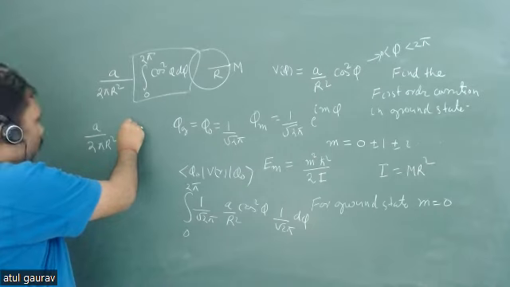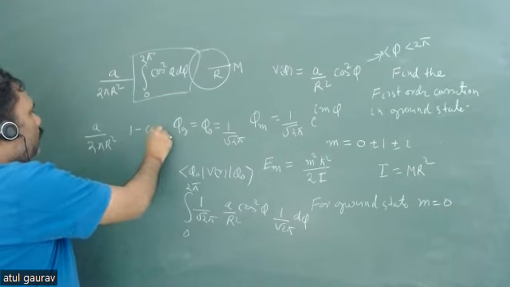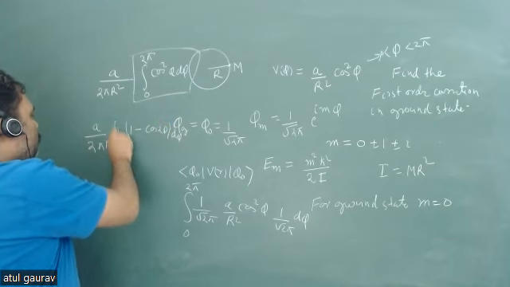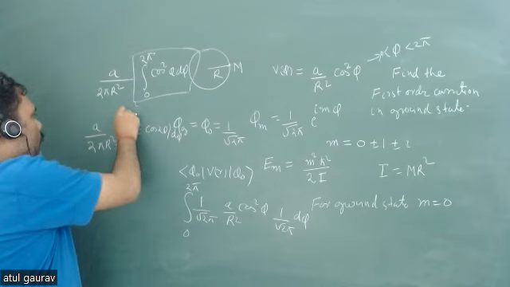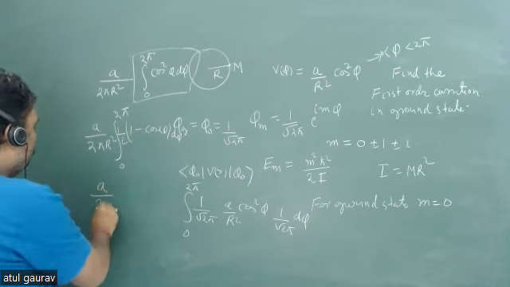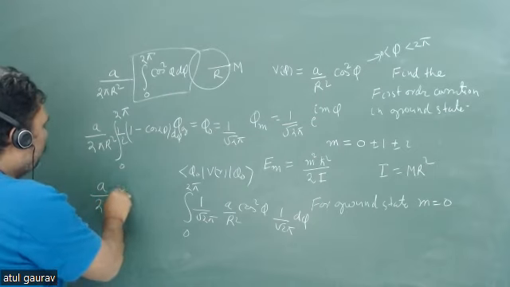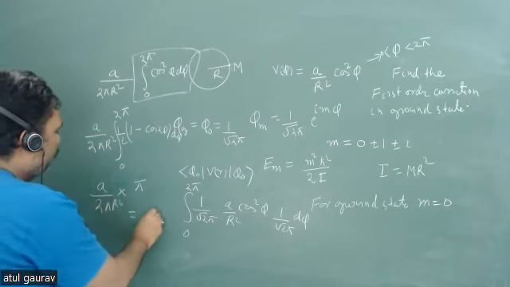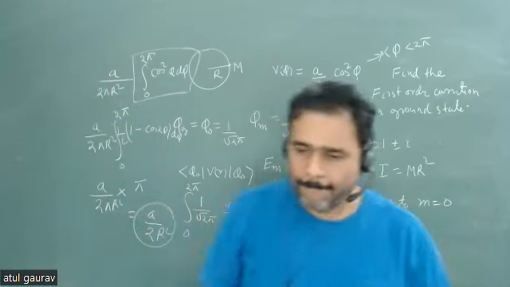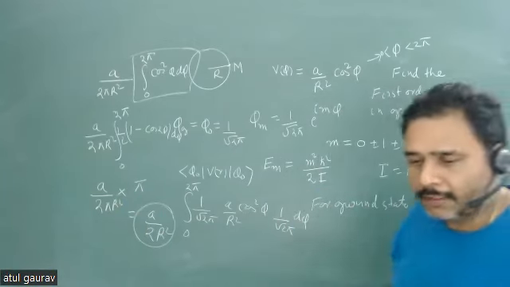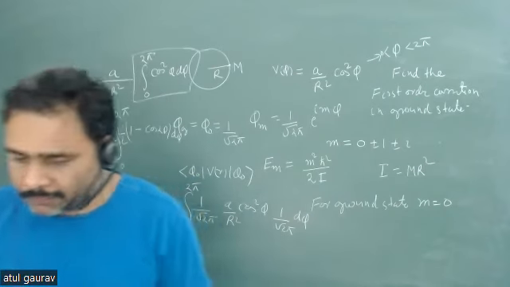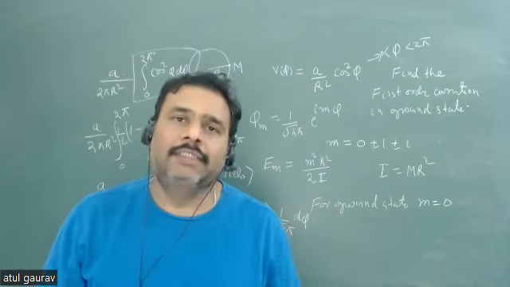What will this be? Cos square phi is 1 plus cos 2 phi over 2. That is what you integrate, and the half is also there, and you go from 0 to 2 pi. So the cos term becomes 0. This value will only survive. So A upon 2 pi r square into pi. You have A upon 2 r square as the answer. Right? So this will be your answer. A 5 marks question in your exam. Okay? So this is from my side for non-degenerate perturbation.